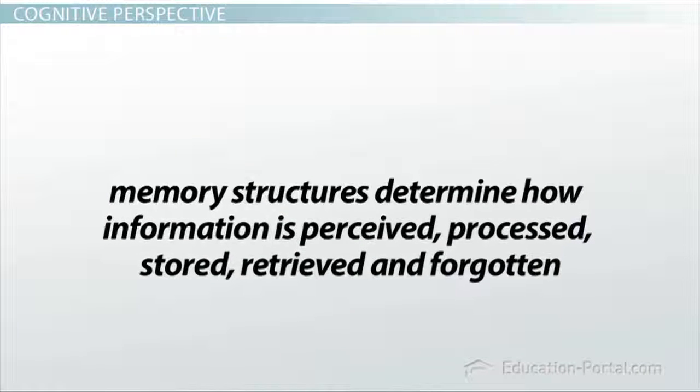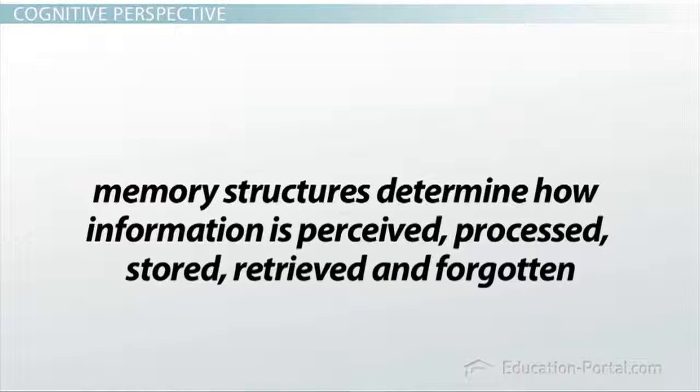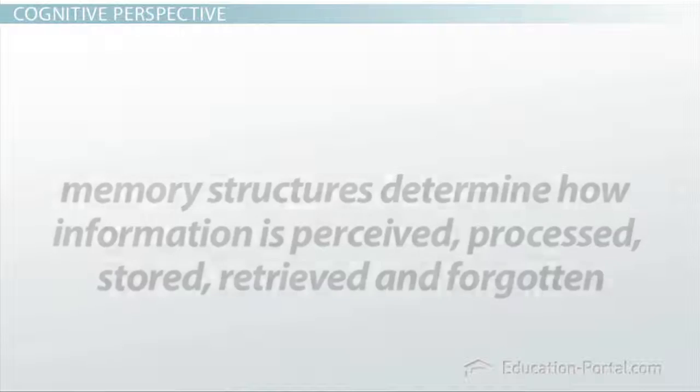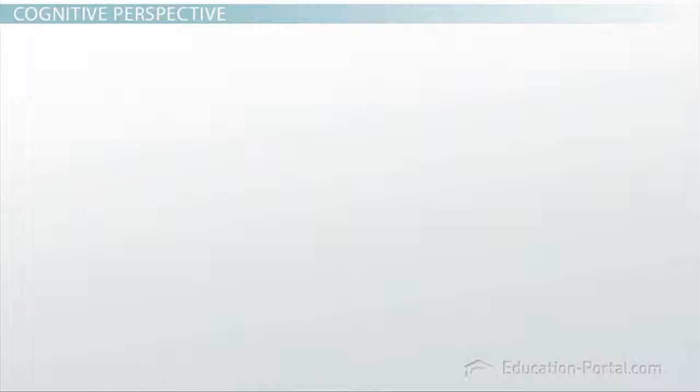And second, cognitive psychologists claim memory structures determine how information is perceived, processed, stored, retrieved, and forgotten. Cognitive psychology encompasses perception, categorization, memory, knowledge representation, language, and thinking processes.